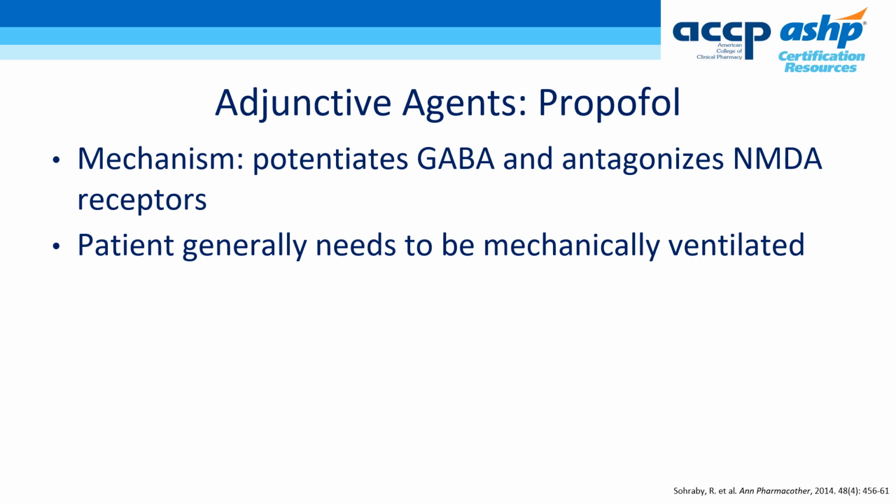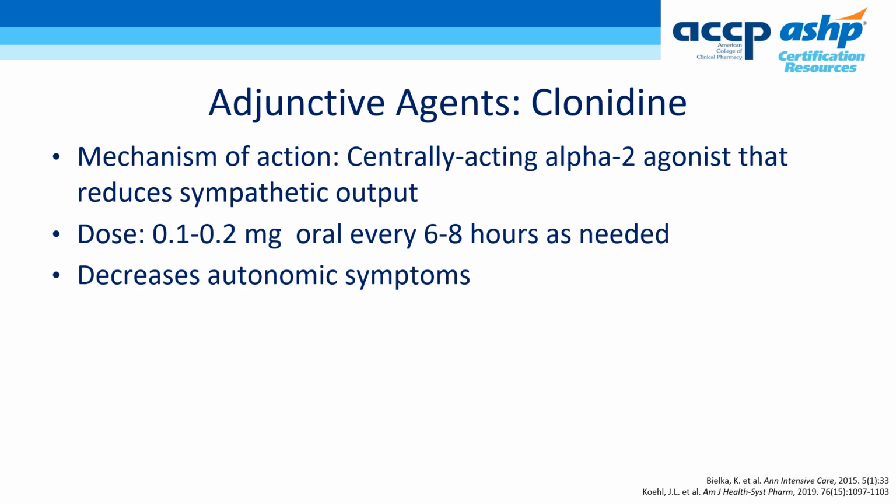Propofol potentiates GABA and antagonizes NMDA. It has a rapid onset and is fairly easy to titrate. However, patients generally need to be intubated, which limits its use. Like dexmedetomidine, clonidine can be used to help control autonomic hyperactivity and anxiety when symptoms are not controlled by benzodiazepines or phenobarbital. As with dexmedetomidine, clonidine should not be used alone to prevent or treat alcohol withdrawal.